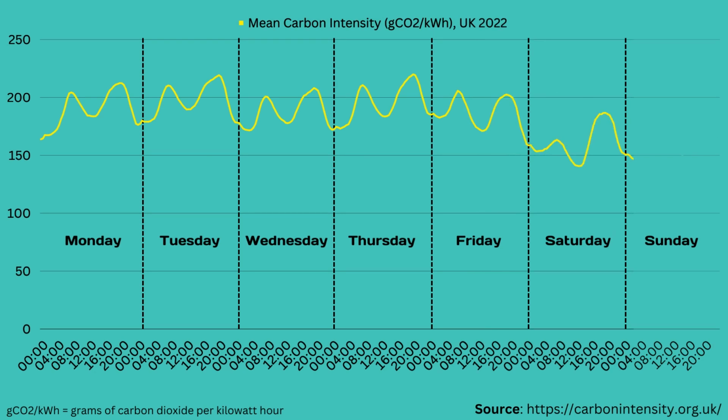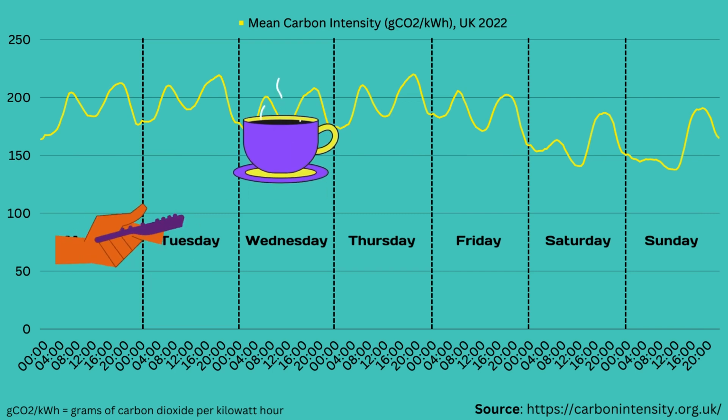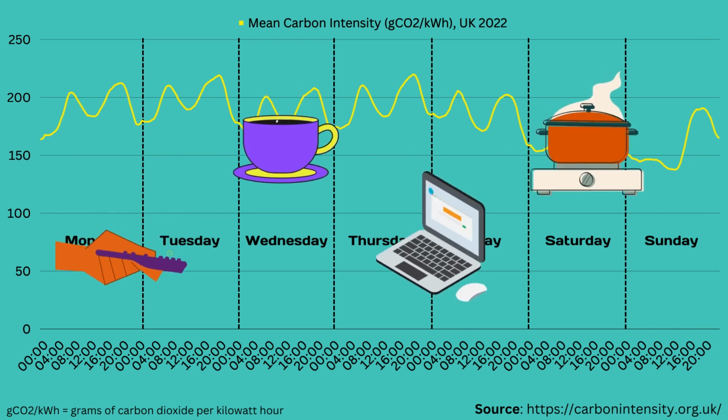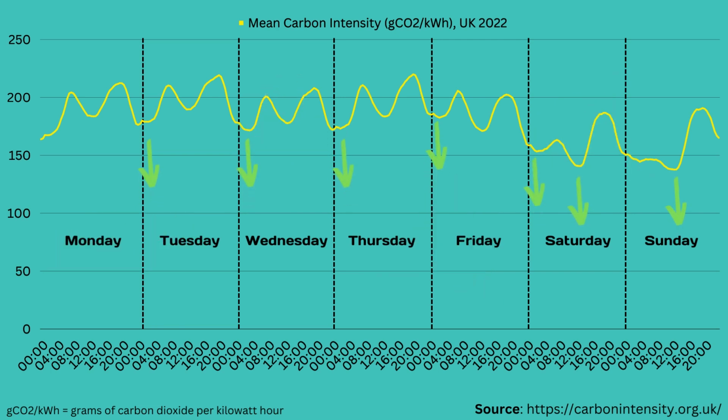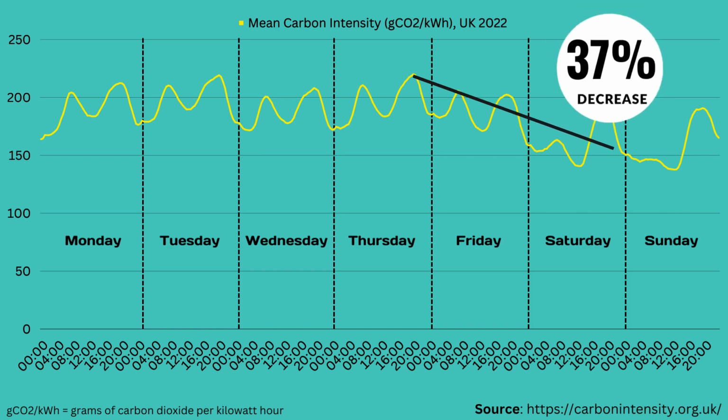Intensity tends to be highest around the start of the working day, at 7 to 8 am, and around the end of the working day, at 6 to 7 pm. This is because high demand on electricity during these times forces the grid to rely more on carbon-intensive energy sources. Carbon intensity is consistently lowest overnight and at the weekends, when demands on electricity are lower. Mean carbon intensity at the lowest point of the week is 37% below the peak.